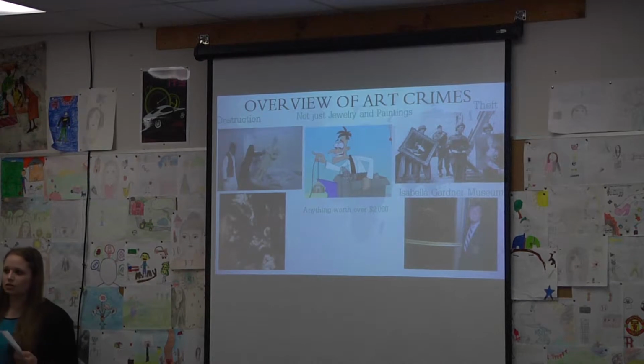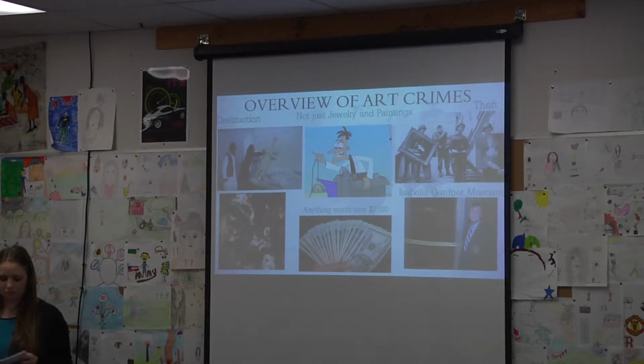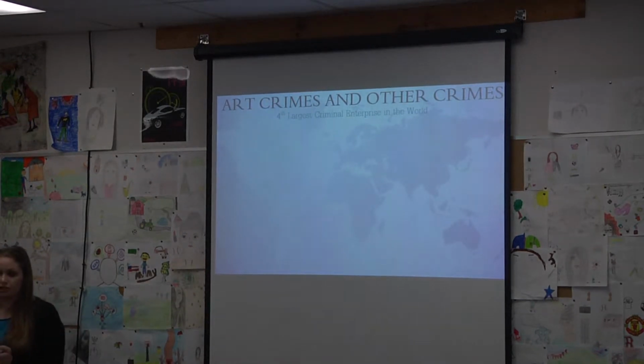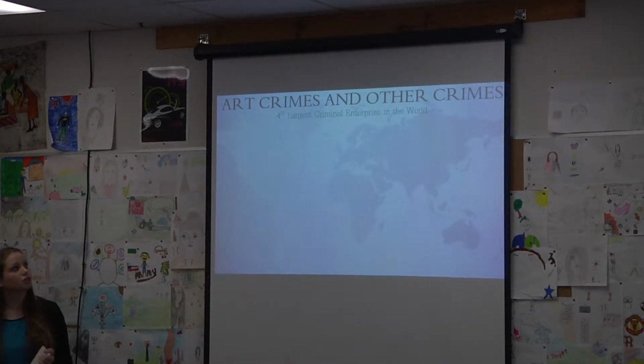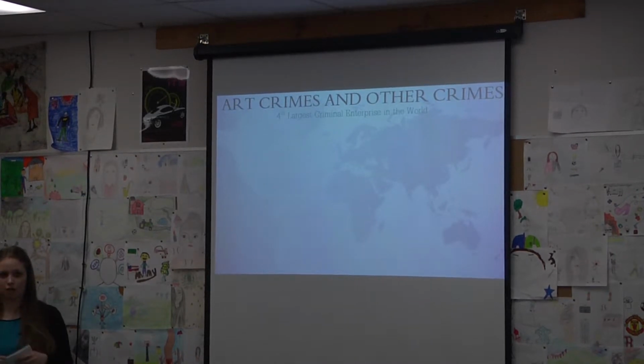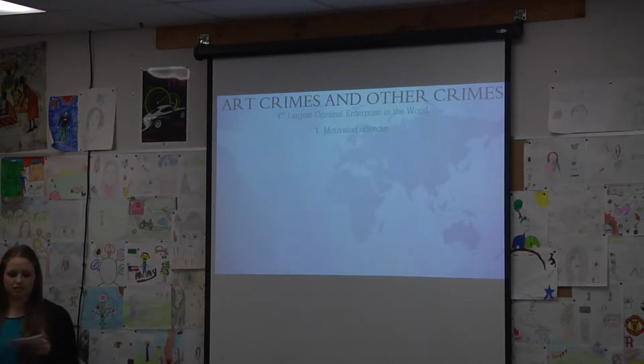The FBI technically classifies art crimes as anything worth over $2,000 that was either destroyed or stolen. So art crime is actually a very serious offense. It's the 4th largest criminal enterprise in the world, behind drugs and armed robbery. I don't know what the other one is. It follows the 1979 theory proposed by Cohen-Felsen, where the first one is there's a motivated offender.